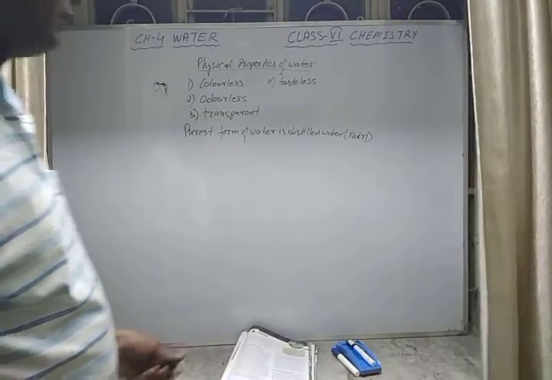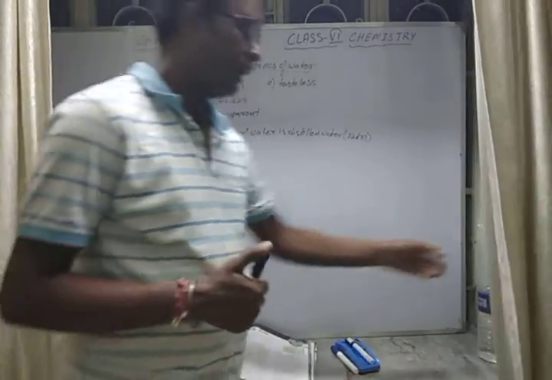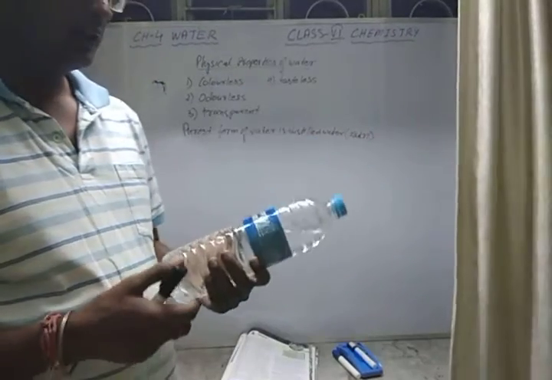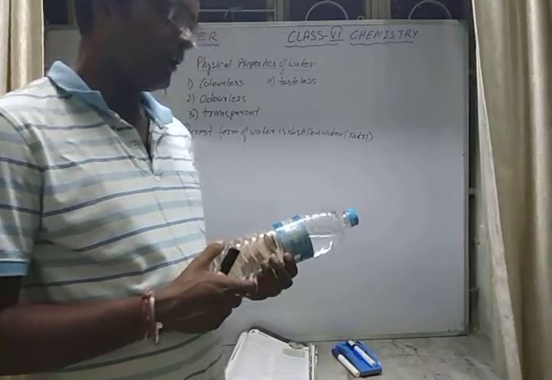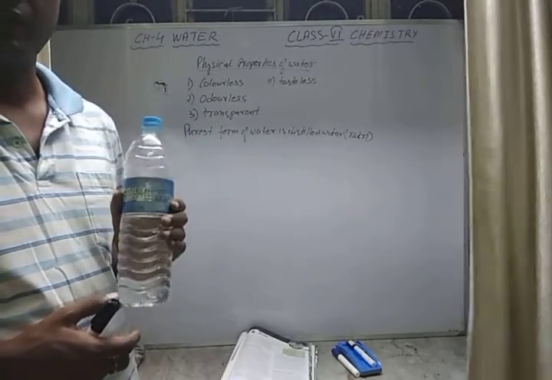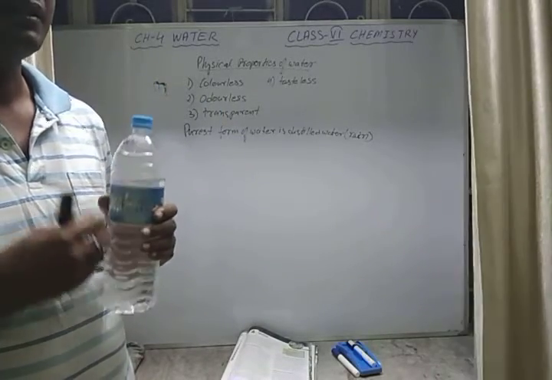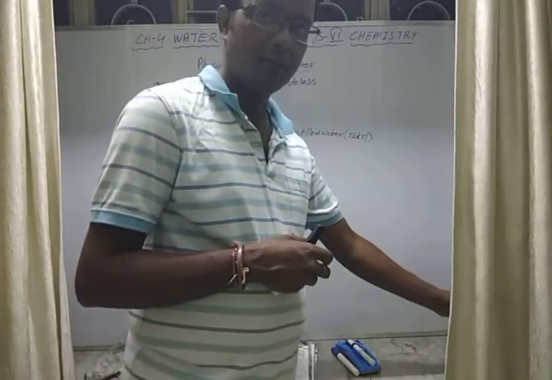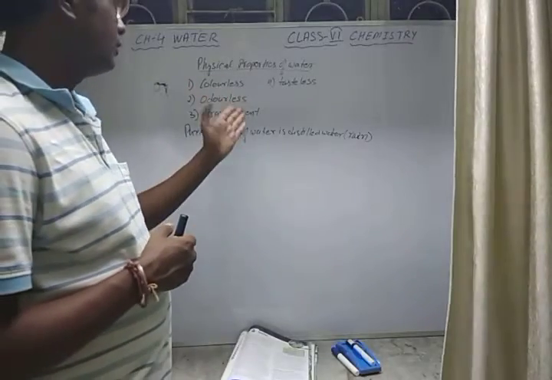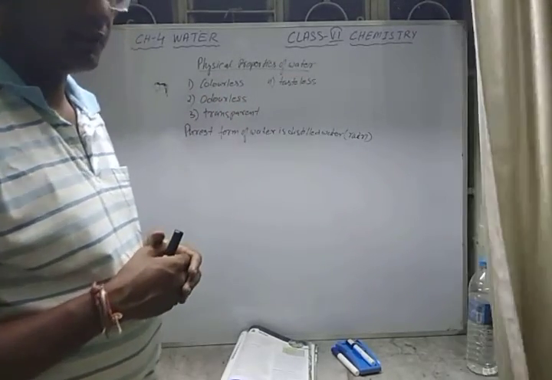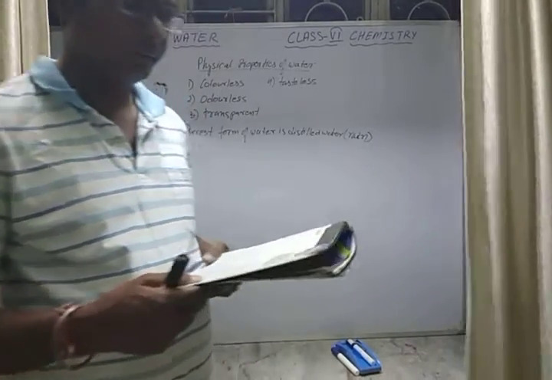But drinking water, bottled water, when we are drinking, this contains some added salt, sometimes some minerals, like this bottle of water. This is mineral water. That means it contains so many useful minerals that are needed by our body. So this is not distilled water. It is mineral water. It contains some added salts and minerals. It gives some taste. But distilled water has no color, no odor, it is transparent, and it has no taste also. So these are the properties of pure water, or you can say distilled water.